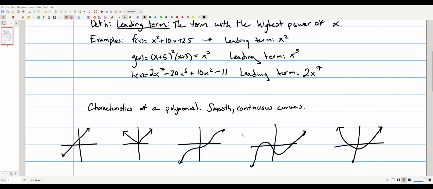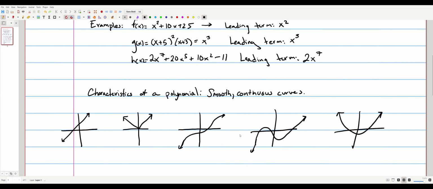We have a couple pictures down here to show some functions that may be polynomials and some that may not be. Here we have essentially the picture of a line. Is this a smooth continuous curve? Can I draw this function without lifting my pen? Yes, I can. And is it smooth? Does it have any sharp corners? No, it doesn't. So this is a polynomial.